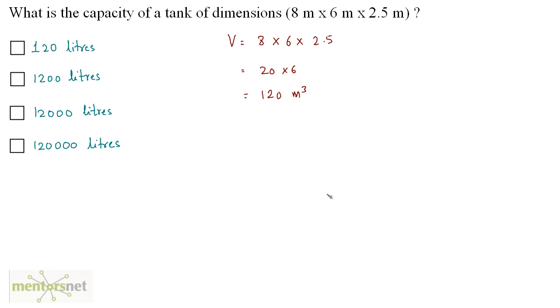Now the answers are given in liters. So let me tell you how much 1 meter cube is in liters. Well, 1 meter cube is basically equal to 1000 liters, right? So what we can do here is convert this into liters, we can multiply it by 1000. So 120 into 1000 liters. Okay, so this is 12 followed by 4 zeros. So this is 1,20,000, and that is option number D.